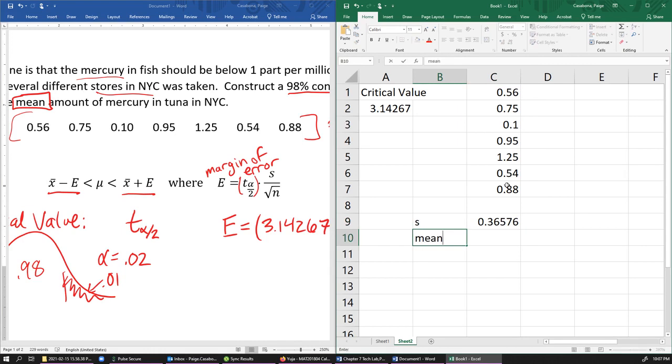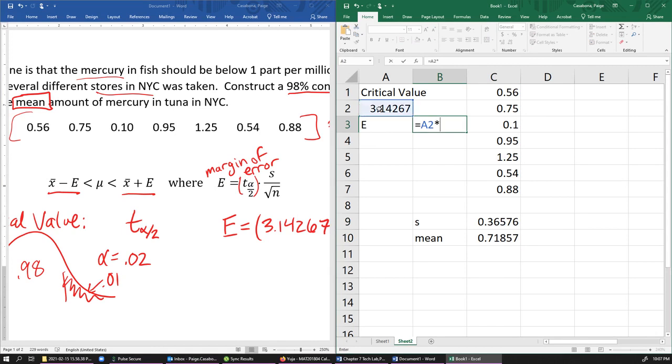This is S. And I'm going to go ahead and find the mean as well. This would be my x bar, because I know I'm going to need that in the next calculation. Okay, so I've got my S value. I'm going to put that into the formula, and I'm just going to, again, compute this using Excel.